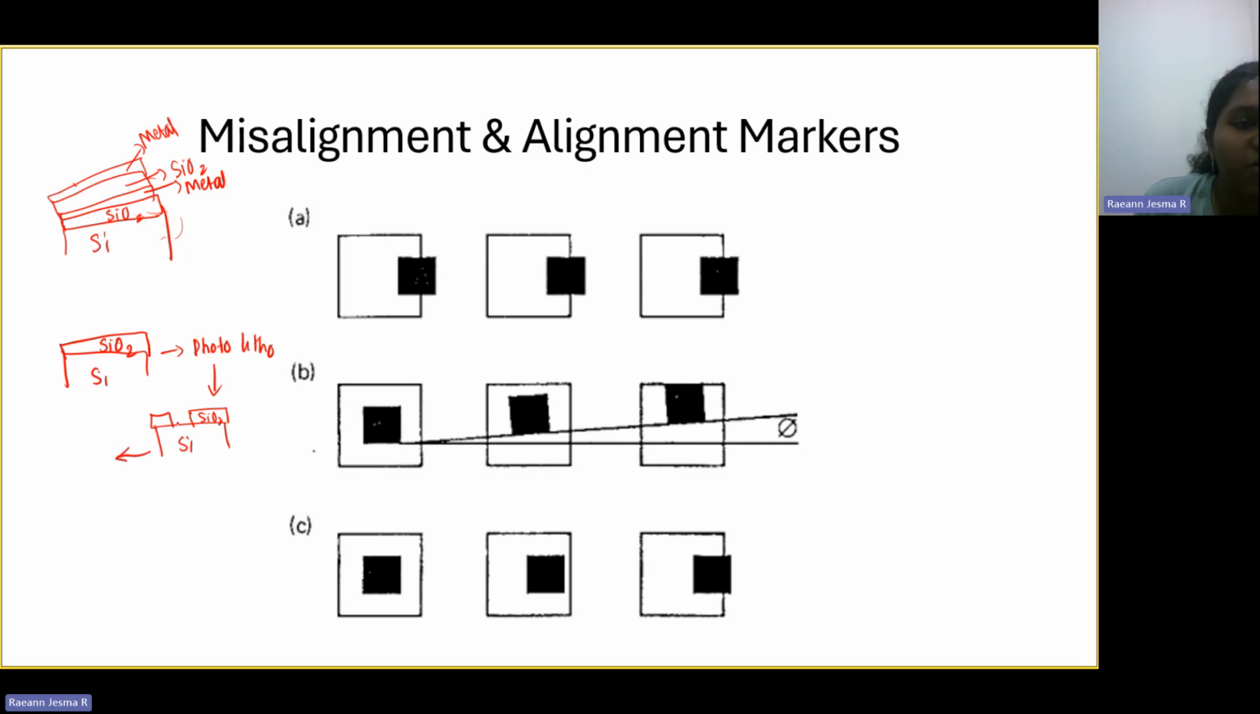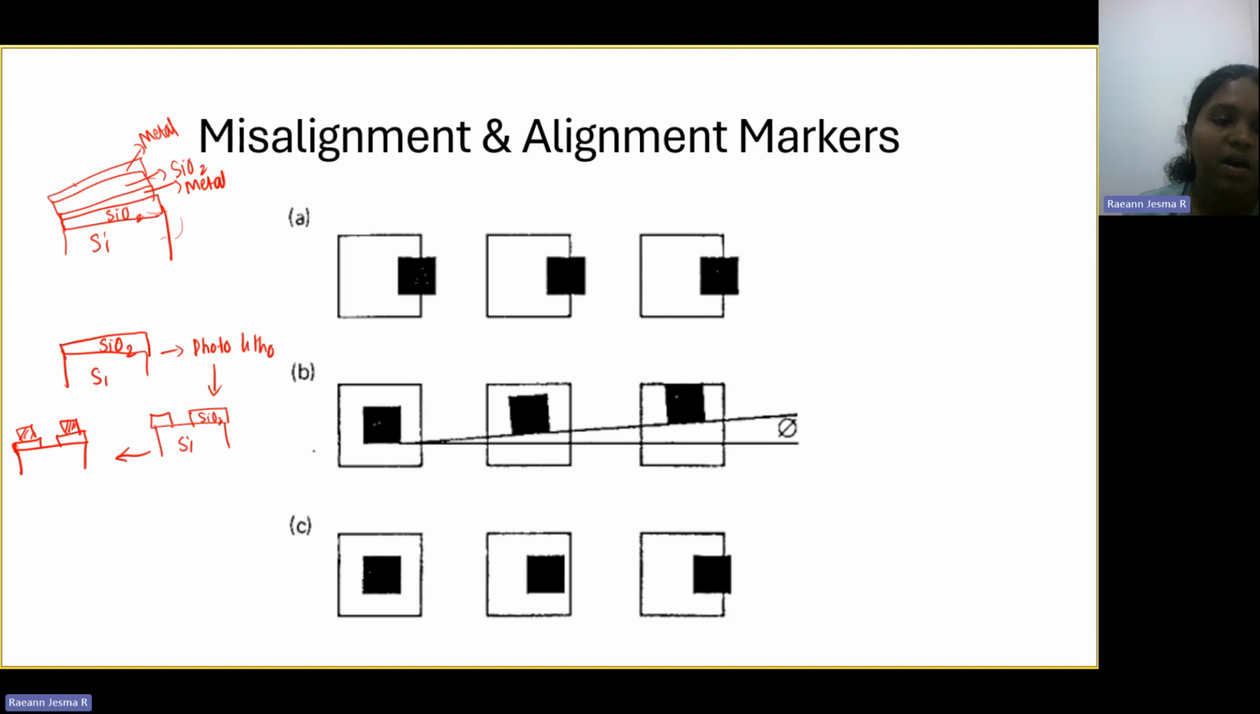Next, if we are going for metal deposition, there also we want to deposit metal in some regions, whereas in other regions we don't want to deposit metal. So let's say if you want to deposit metal only in this region, we have to make sure that when we are aligning the mask with respect to the sample, our patterns do not get written somewhere else, right? So for that reason, we will be using alignment markers. This alignment marker can be used to align your current layer with respect to your previously written layer.